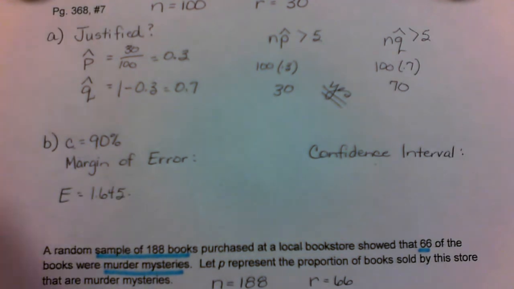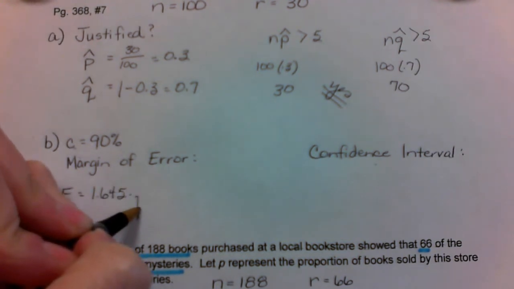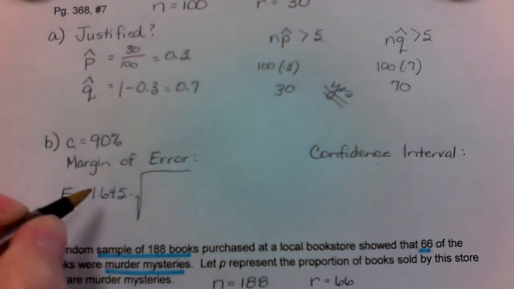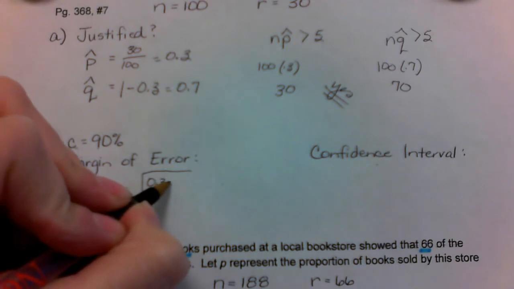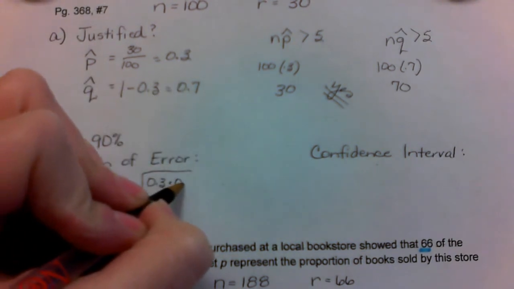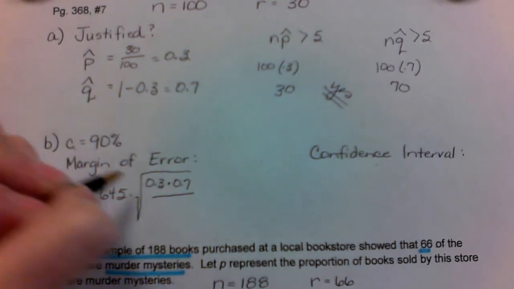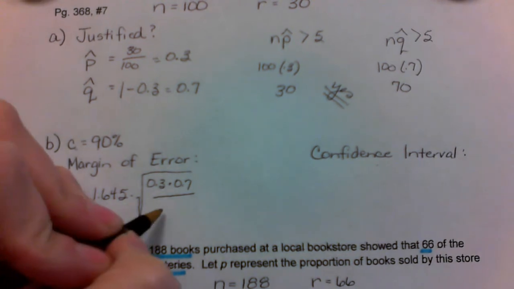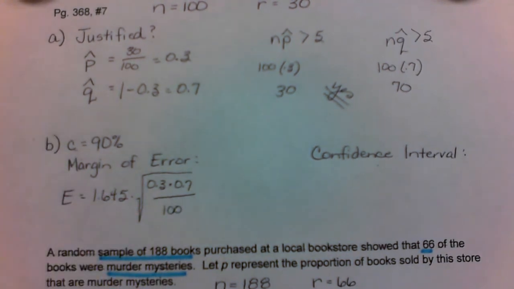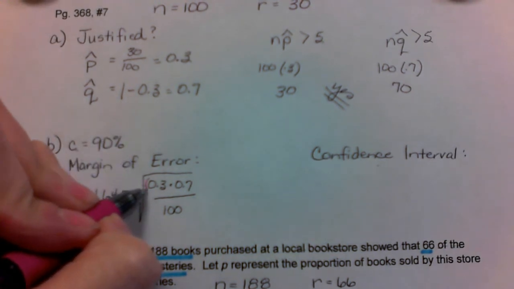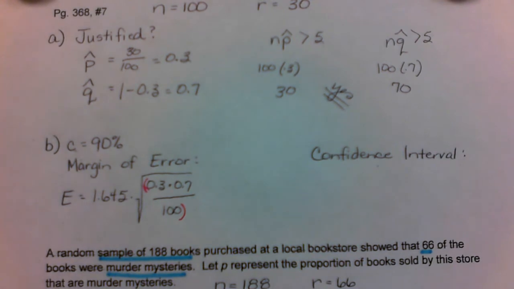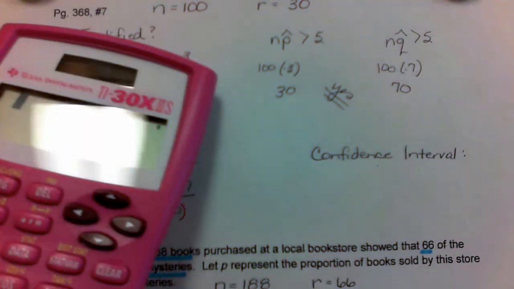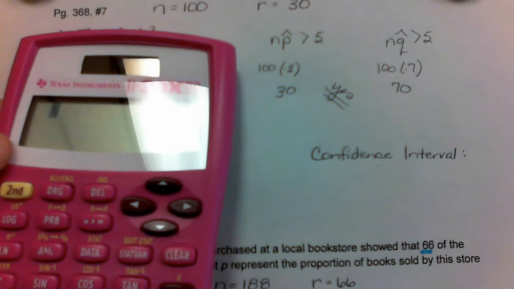times the square root of P hat, which we calculated to be 0.3, times Q hat that we calculated to be 0.7, divided by N, which is 100. All right, now when you go to your calculator, you only need a parenthesis here and here. So, see if I can show you on the calculator how to do this.